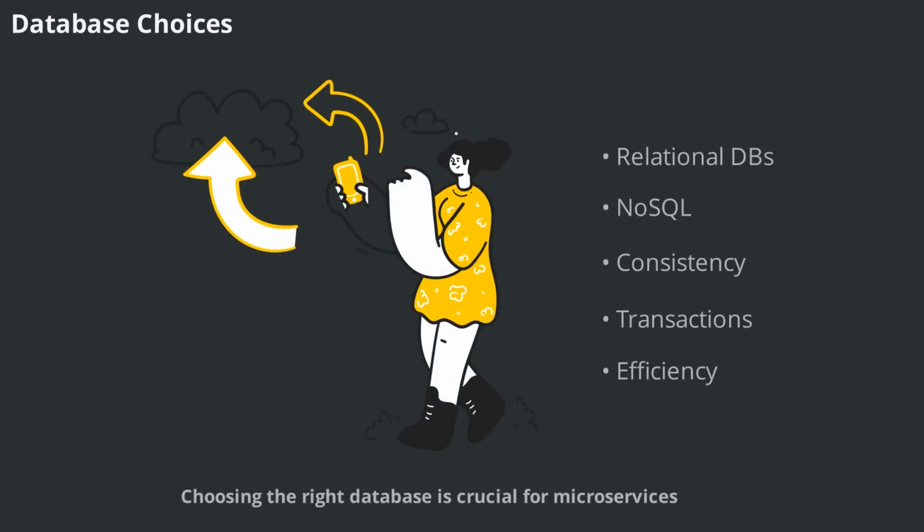Choosing the right database is crucial for microservices. You may use relational databases like MySQL or PostgreSQL, or NoSQL databases like MongoDB. Interviewers may ask about database selection, data consistency, and handling distributed transactions. Understanding the trade-offs between different database types will help you design efficient, reliable systems.